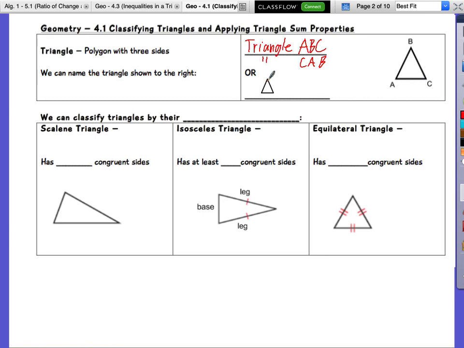Or you can draw this little triangle logo and call it triangle ABC or CAB, BAC, all of those different things. So draw on a little triangle there. So draw on a triangle and make it triangle ABC.